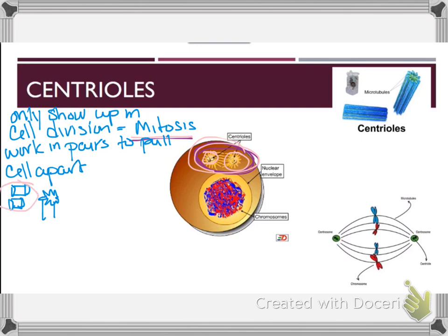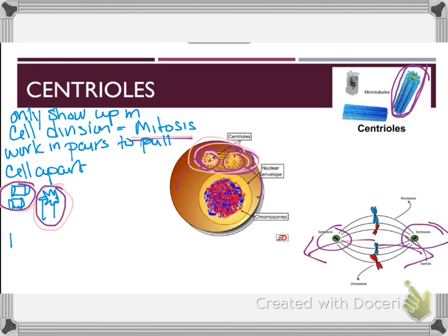Sometimes they look like this, and sometimes they look like this, which is this part here. They look like licorice. And only found in animal cells. And after they move to the poles of the cell, they help to pull the cell apart.